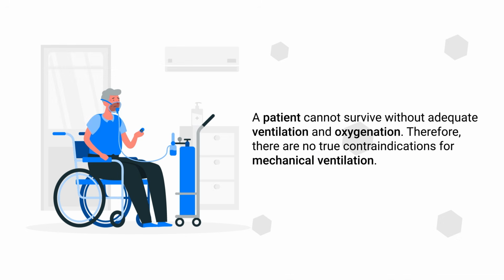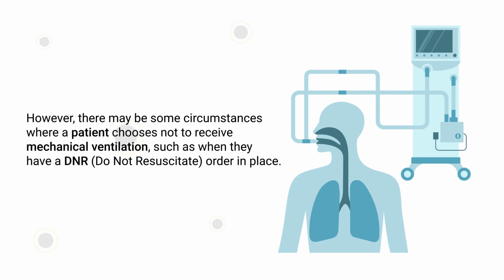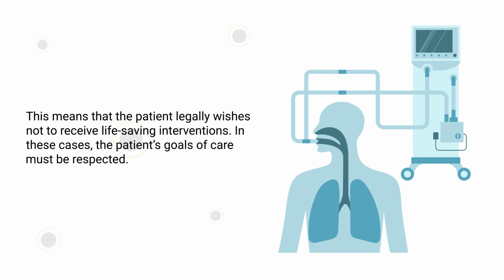Now let's talk about the contraindications. A patient cannot survive without adequate ventilation and oxygenation. Therefore, there are no true contraindications for mechanical ventilation. However, there may be some circumstances where a patient chooses not to receive mechanical ventilation, such as when they have a DNR order in place. This means that the patient legally wishes not to receive life-saving interventions. In these cases, the patient's goals of care must be respected.